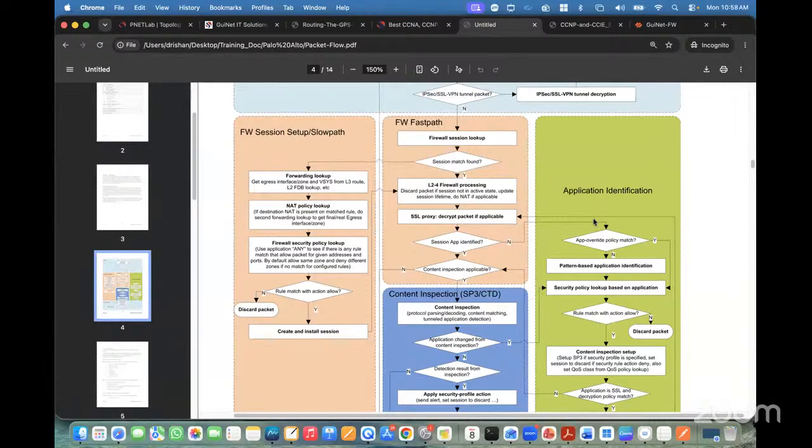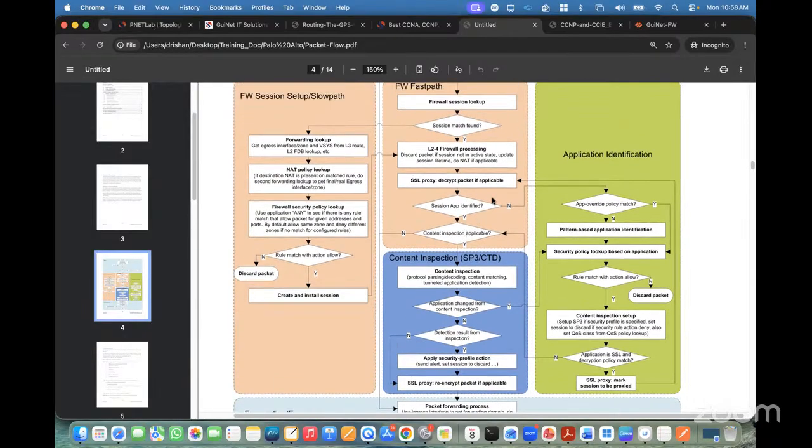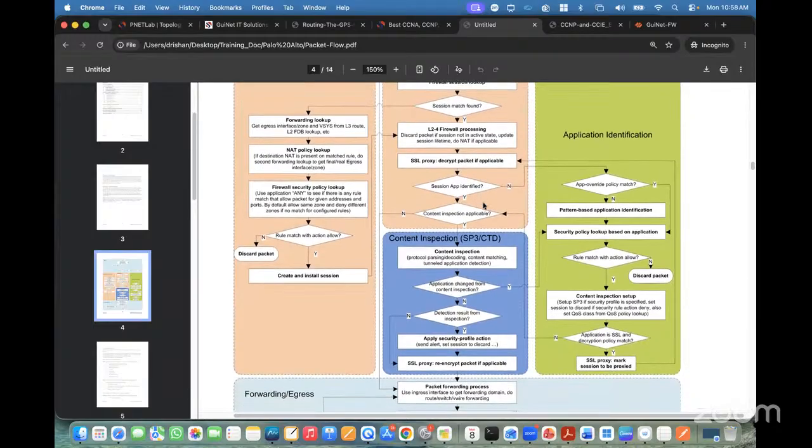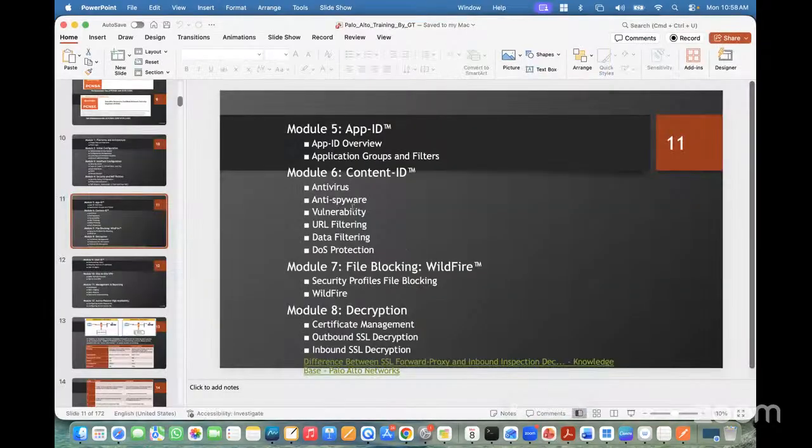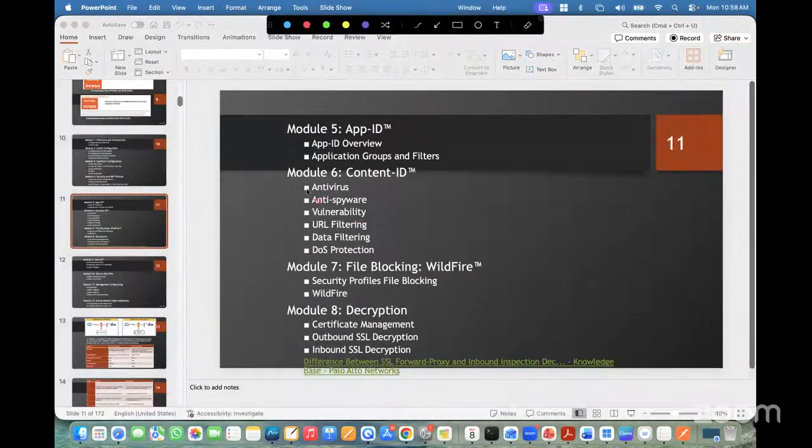Where does the concept of IPS and IDS fall in this firewall? Do we have that in here? Yes, we have that, and your IPS and IDS is the content inspection. This entire module, you can think of as IPS and IDS, the intrusion prevention system and detection system. So what is intrusion? This is all antivirus, spyware, vulnerability. These are all DoS. These are all common intrusions.